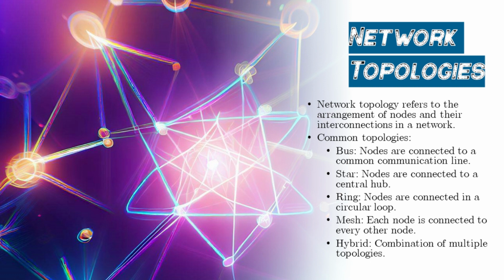There is also the mesh topology, where each device is connected to every other device in the network. This topology offers high redundancy and fault tolerance, but requires a large number of connections. Hybrid topologies are also common, which combine two or more of the above topologies to meet specific network requirements. Each network topology has its own advantages and disadvantages in terms of cost, scalability, reliability, and performance. Let's proceed to the next slide to explore network protocols and communication models.